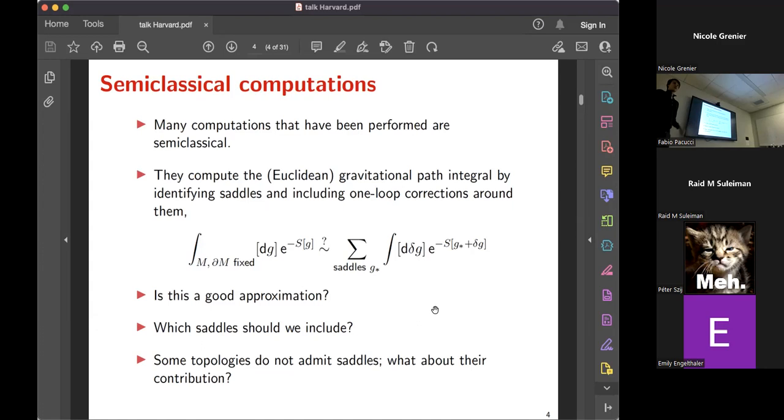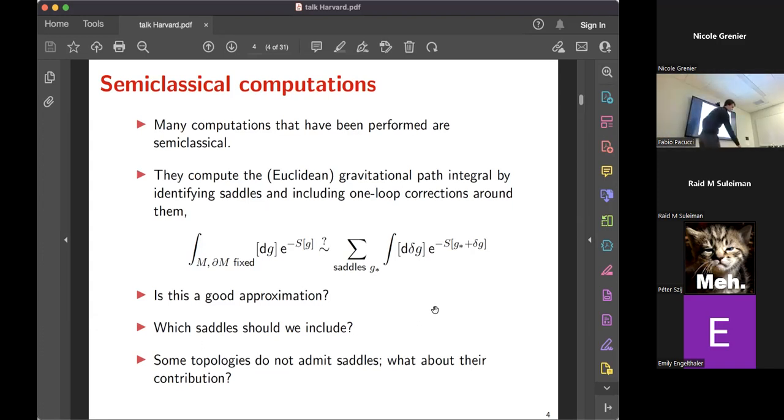And there are even some topologies, and this will be a big part of this talk, that simply don't admit a saddle solution. So this involves the sum of all topologies here on the left-hand side that you can think of. But in some of these topological sectors, there's just no solution to the Einstein equation. And so we don't have this option of just picking a saddle in this class of solutions and expanding around. So the question is, do we just throw them out, or what do we do about this?